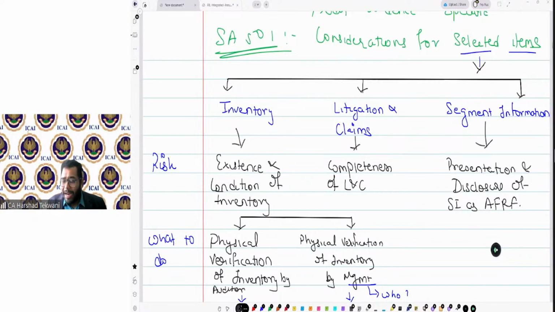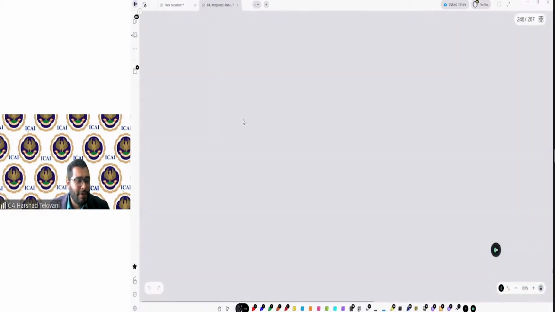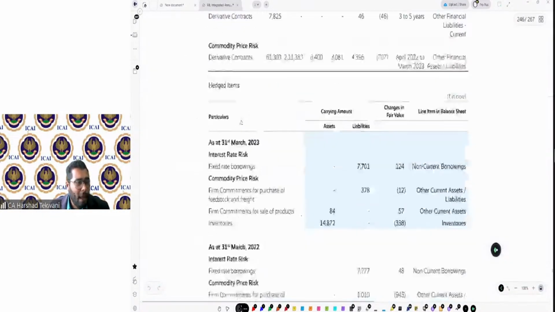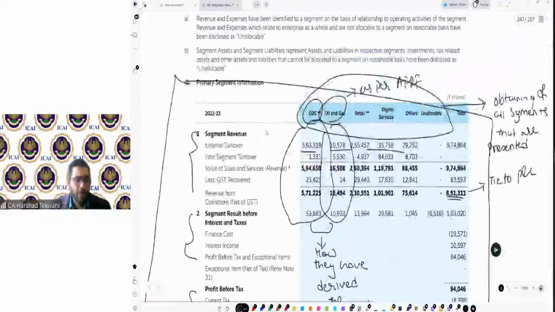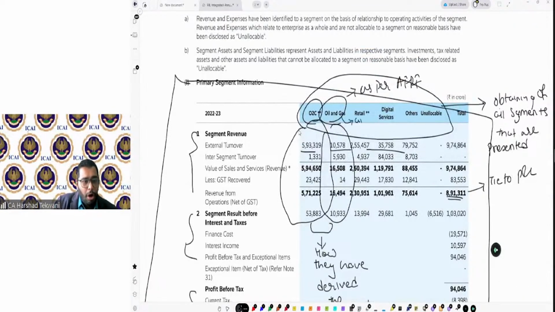So the question is, what analytical procedures can be performed? Let's say, for example, segment wise. Now I know that the GP percentage of oil and gas will be lower compared to retail, or digital services will have a higher GP percentage. So, by this way, I can identify the GP.